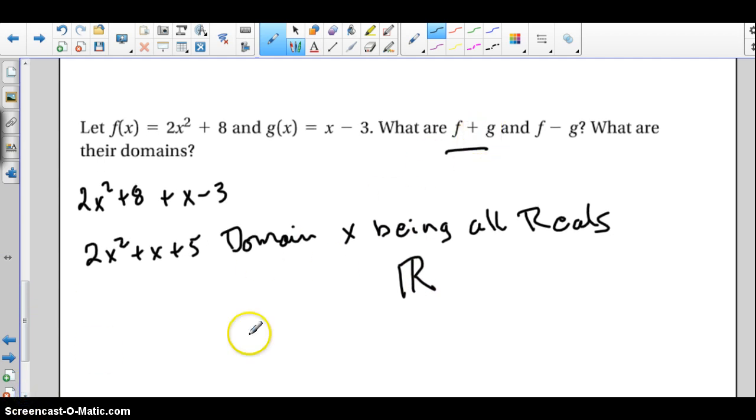Now let's take a look at the subtraction. So we're going to have 2x squared plus 8 minus this thing. If you want to use parentheses, that's fine. Probably be a good idea.